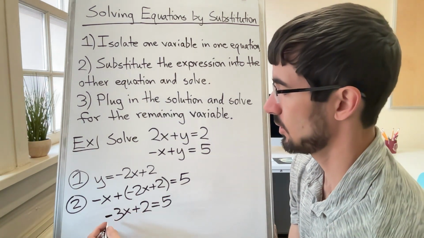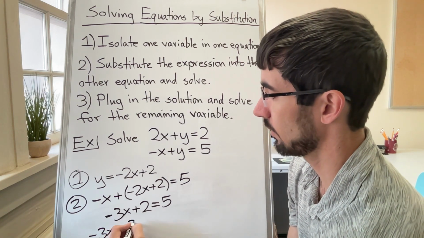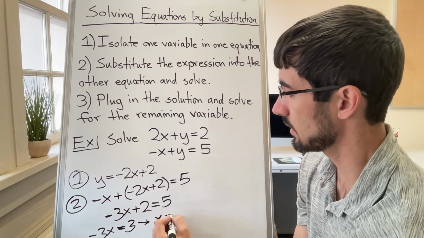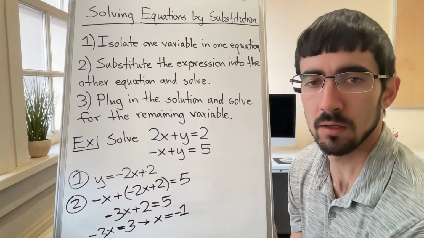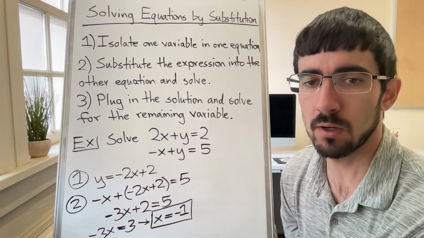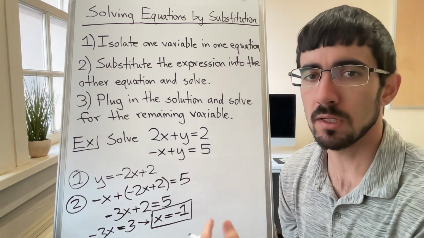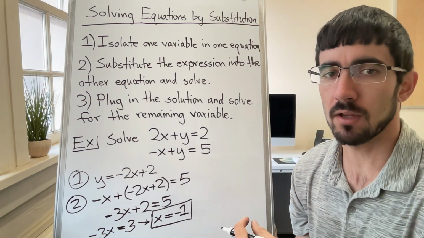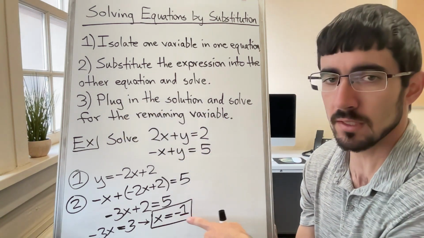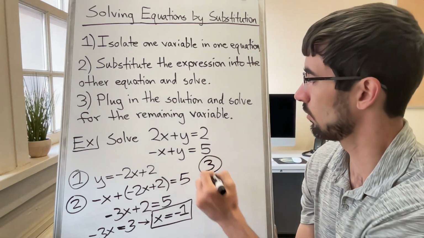We'll subtract 2 from both sides, and I get negative 3x equals 3, and divide by 3, I get x equals negative 1. So we just solved this equation, x equals negative 1, but remember that's only part of the solution. A unique solution has an x value and a y value. So now it's time for step 3. Let's plug in this solution for x equals negative 1, and solve for the remaining variable. I still need to know what is the y value.